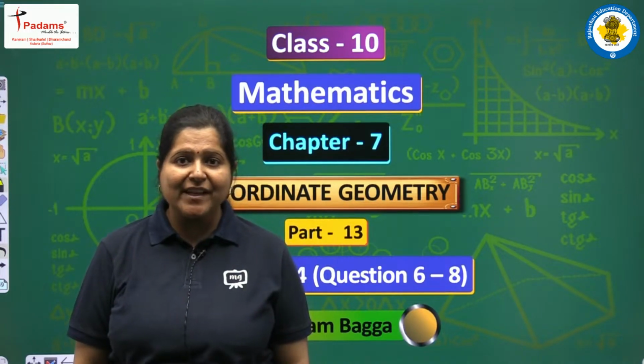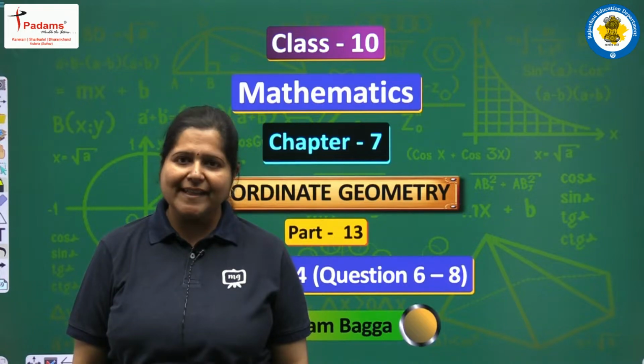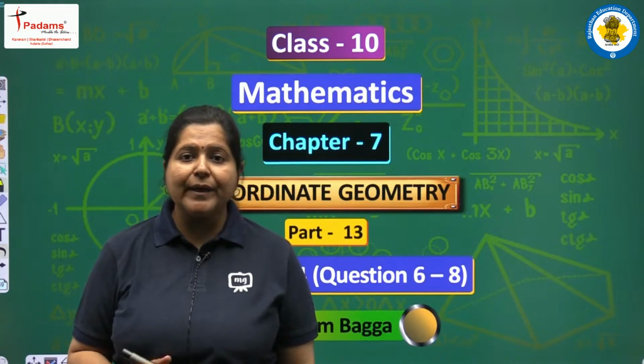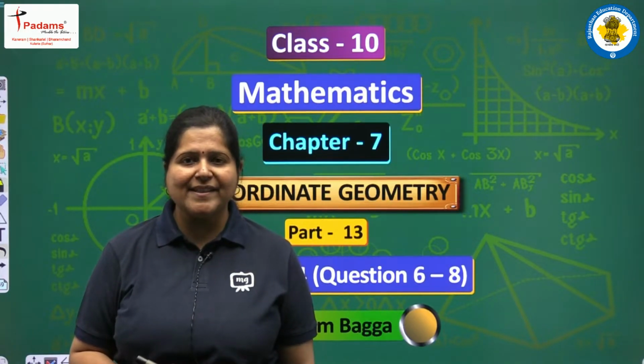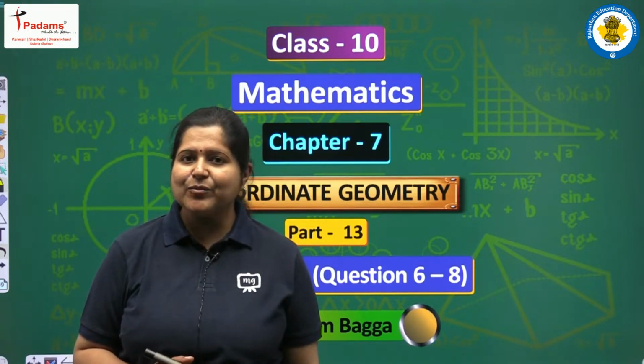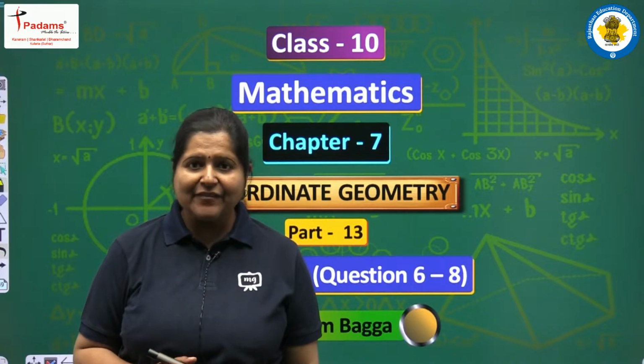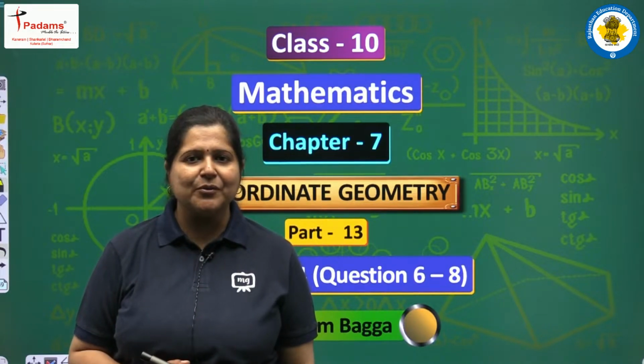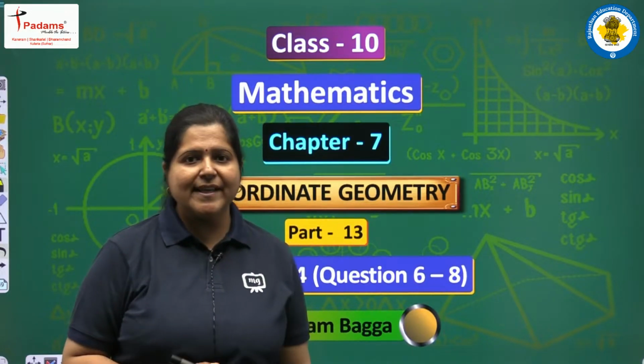We are studying chapter 7 coordinate geometry from class 10th maths. In our previous video we completed the first 5 questions from exercise 7.4. Today we will be completing the remaining questions, that is question number 6 to 8 from it, and with it we will be completing this chapter also. So let us proceed with question number 6.